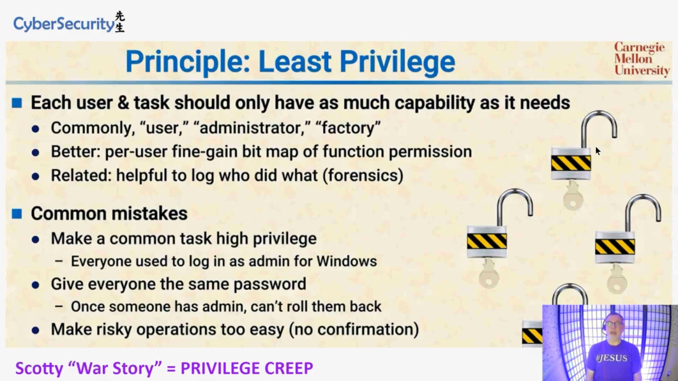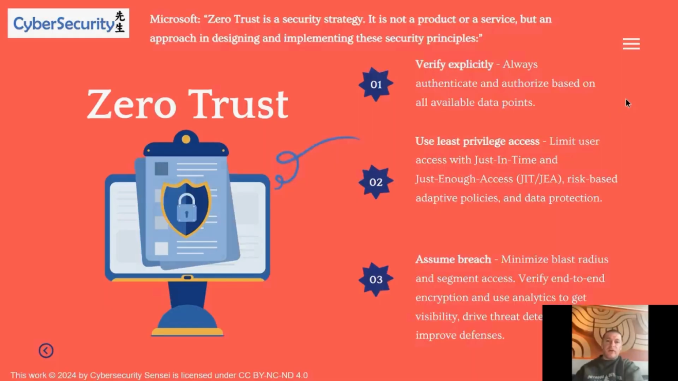Okay? That's least privilege. Make sense? Yeah, it was great. I have a question. Sure. So now I see that we're going to propose zero trust. Yeah, but zero trust is not the same as least privilege. That's correct.